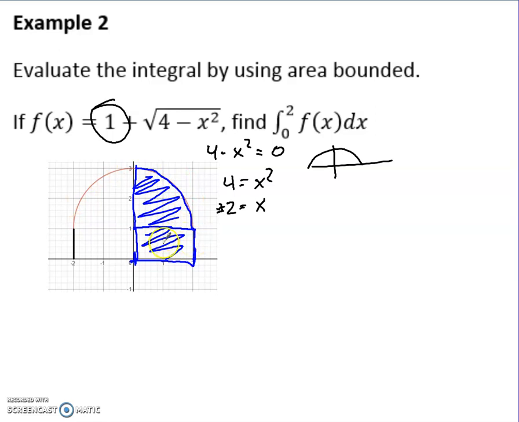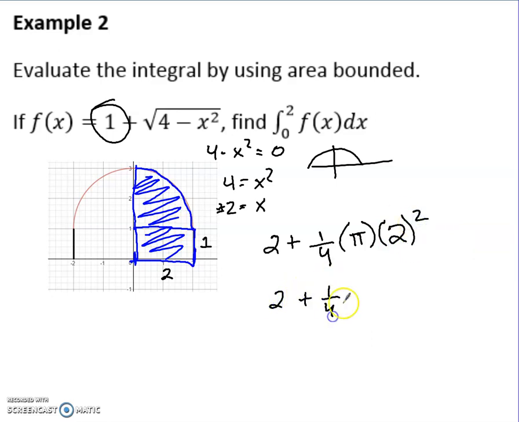All right, so we've got our rectangle and we've got our quarter circle. Our rectangle is a 1 by 2, as you can tell, so that's just 2 for that rectangular part. And then we've got a quarter of our circle, so a quarter of pi r squared. Our radius of our semicircle was 2. So we've got 2 plus a quarter of pi times 4, which ends up being 2 plus pi. Now be careful. The graph goes all the way to negative 2, but we were only looking from 0 to 2.